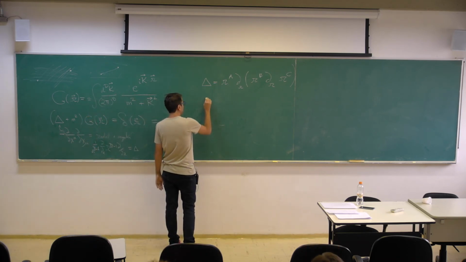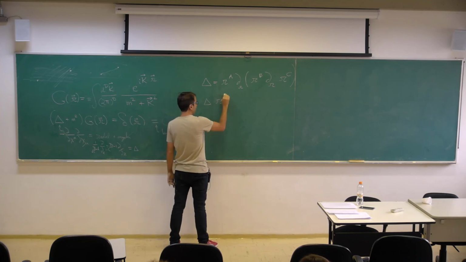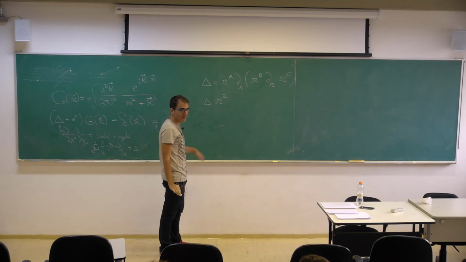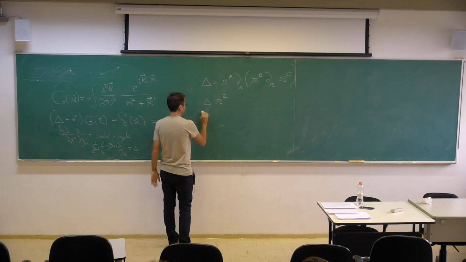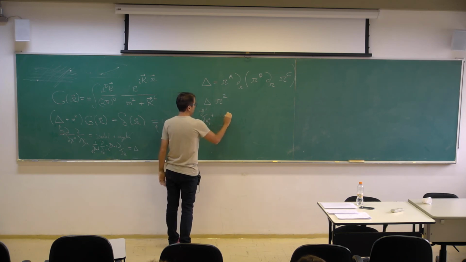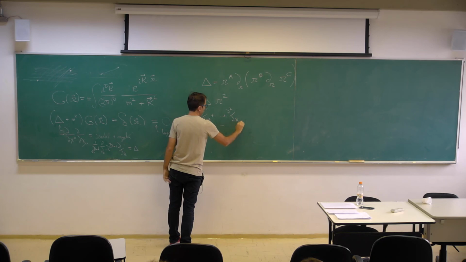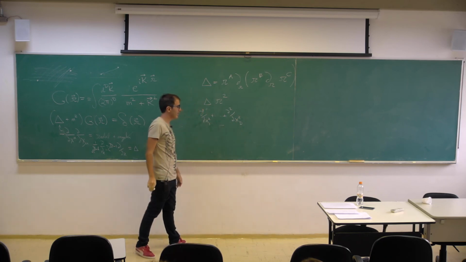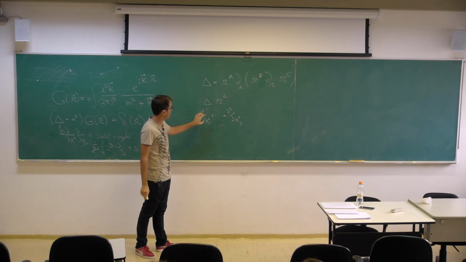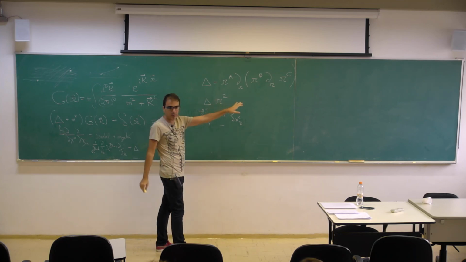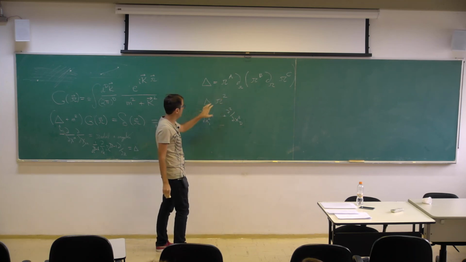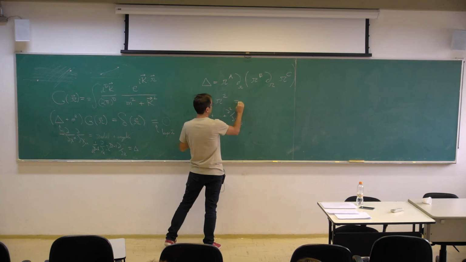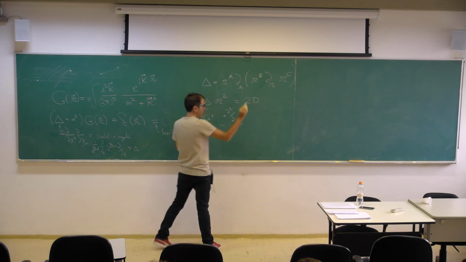Well, we know what the Laplacian acting on r squared is. Acting on r squared, which is x1 squared plus y squared plus z squared and so on, the Laplacian is d squared dx1 squared plus up to d squared dxd squared. Each one gives 2, so this should give 2d.